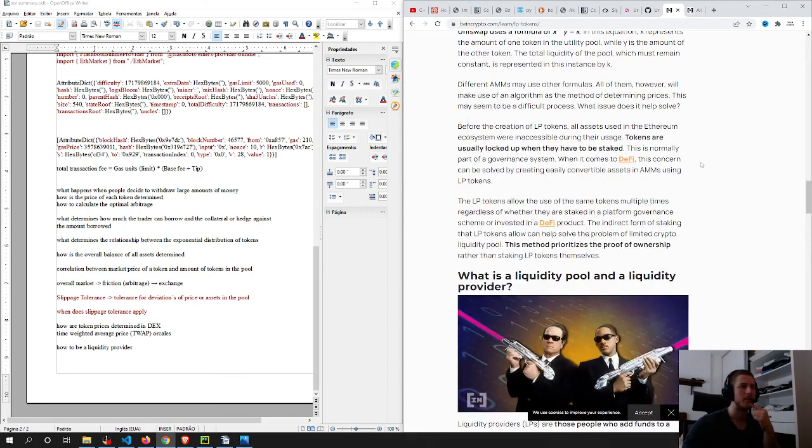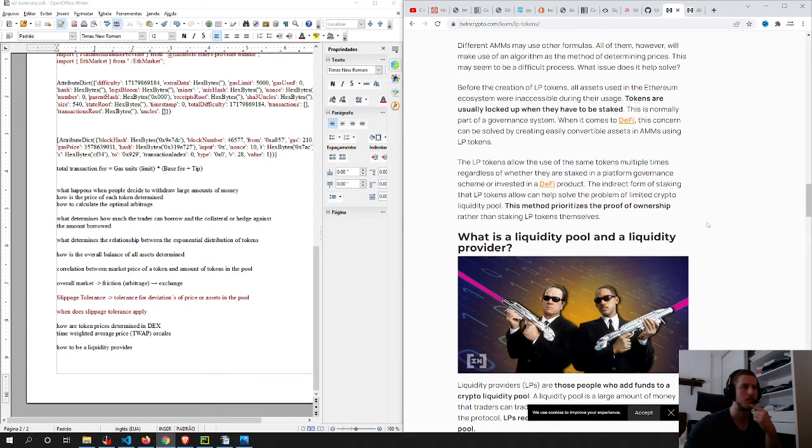Different AMMs may use other formulas. All of them, however, will make use of an algorithm as the method of determining prices. This may seem to be a difficult process. What issue does it help solve? Before the creation of LP tokens, all assets used in the Ethereum ecosystem were inaccessible during their usage. Tokens are usually locked up when they have to be staked. This is normally part of the governance system.